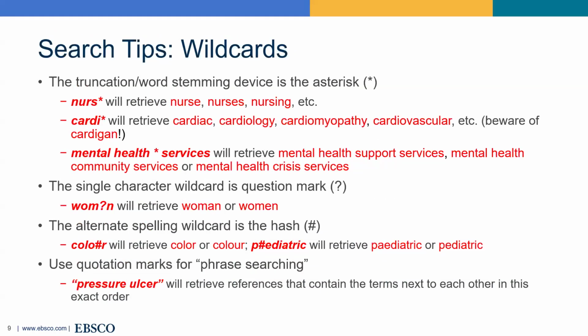Now, I'm also going to mention wildcard searching. With wildcard searching, this refers to using characters on your keyboard like an asterisk or a question mark or a hash or quotation marks. So the asterisk is what's referred to as the truncation or word stemming device, and it takes the place of a string of characters or a string of letters, or it can take the place of a complete word. And I'll just give some examples that will make this clear.